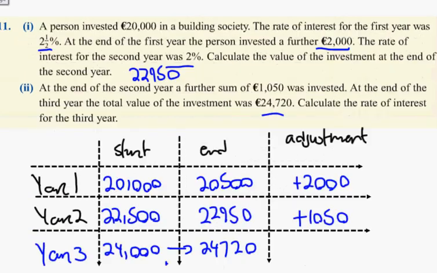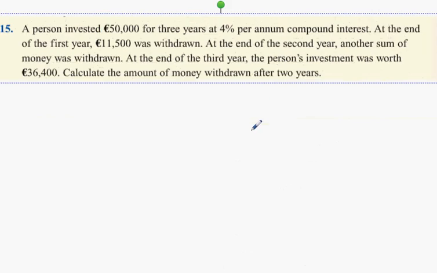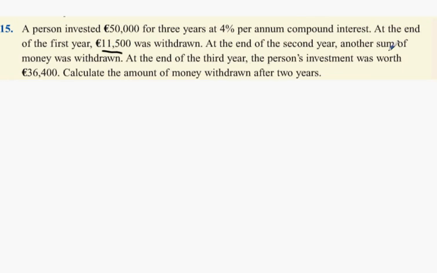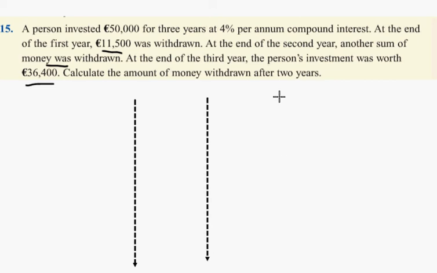15. Now, these are the hard ones, right? 15, alright? A person invested 50,000 for 3 years at 4% per annum compound interest. At the end of the first year, this much was withdrawn. At the end of the second year, another sum of money was withdrawn. At the end of the third year, the person's investment was worth 36,400. Calculate the amount of money that was withdrawn after 2 years. Okay. At the end of the third year. Alright, so what we're going to have to do is draw 3 years' worth, and we're just going to have to fill in whatever numbers we can.